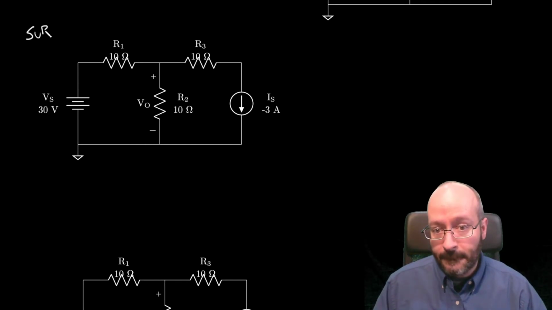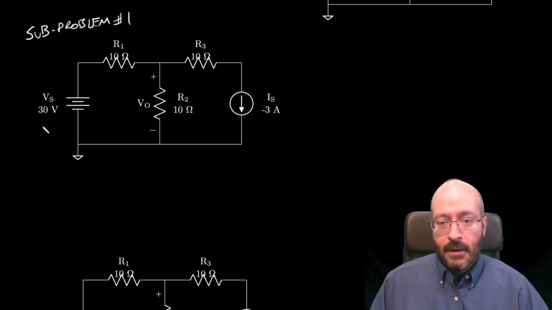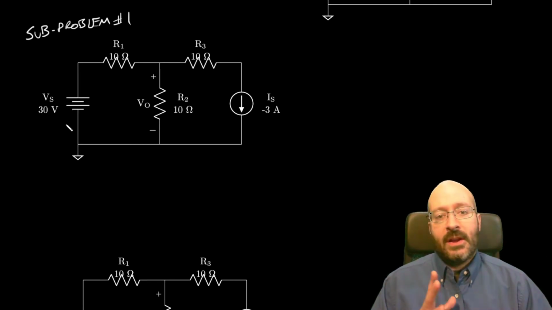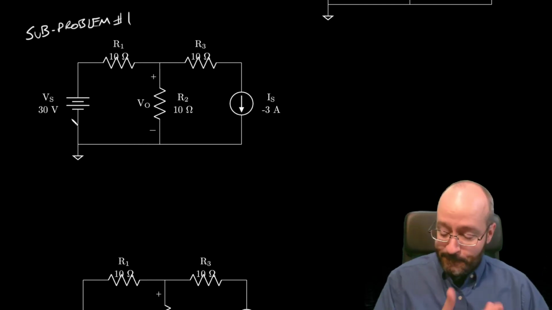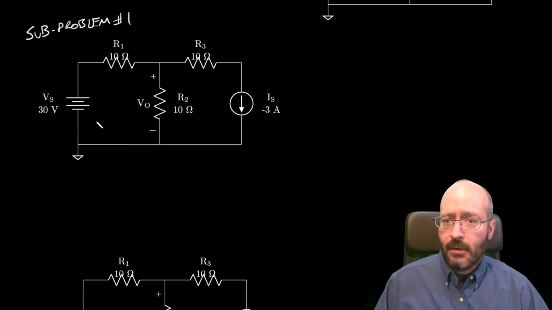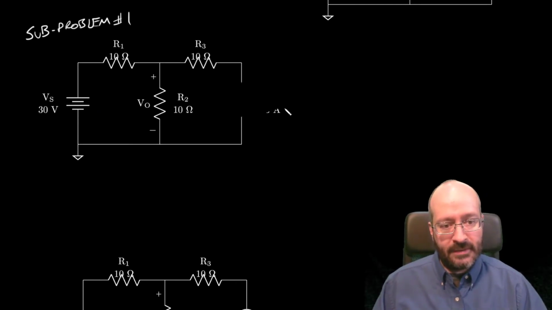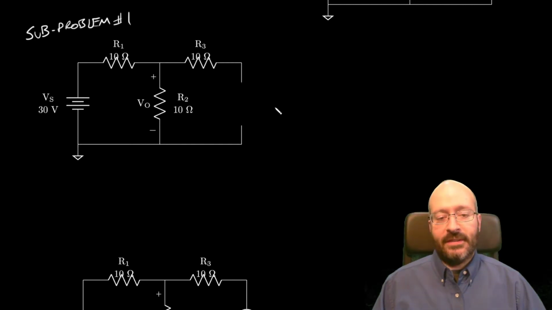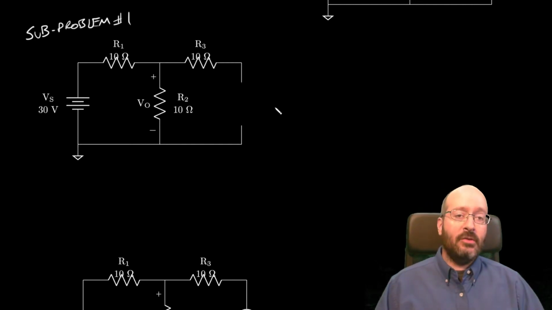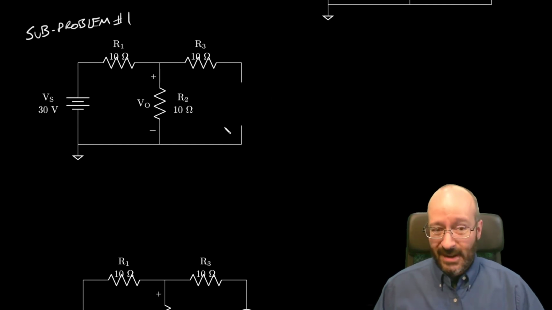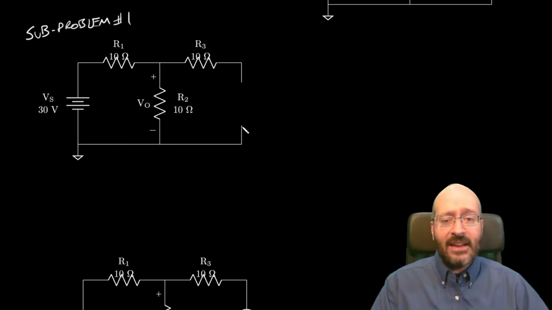Subproblem number 1. You can pick either one. I'm going to start with a voltage supply. We'll just go with that. We'll go with a voltage supply and we'll replace the current supply with its ideal resistance, which, if you remember from the last video, is an open. Okay, so I remove it and then it just stays removed.